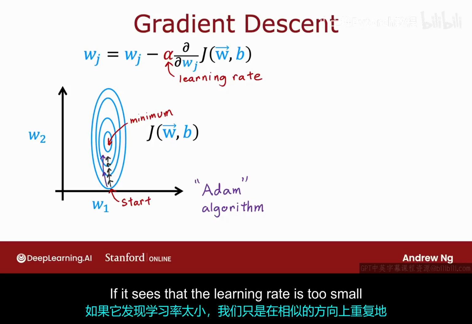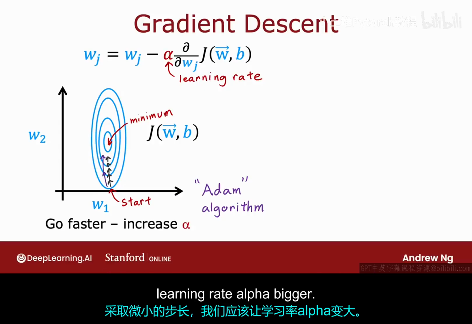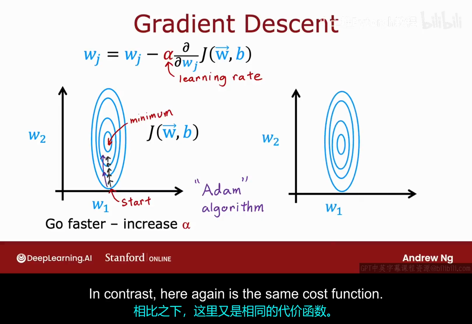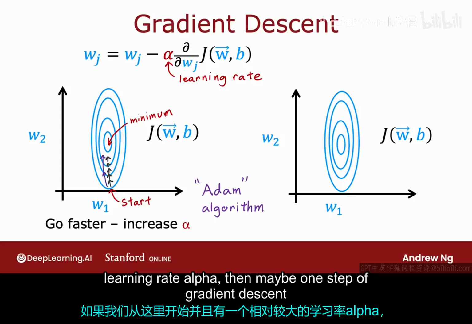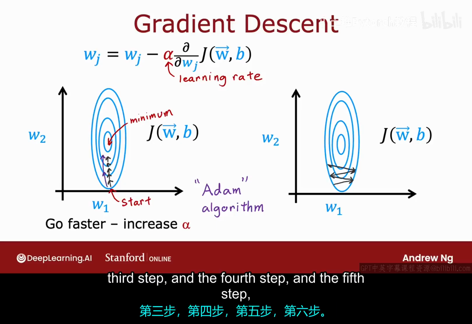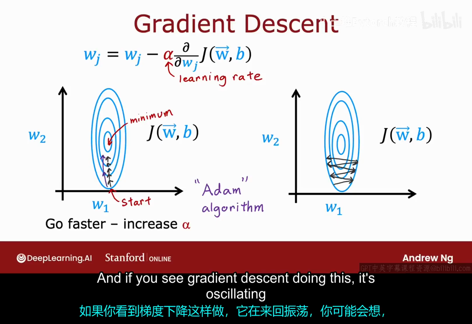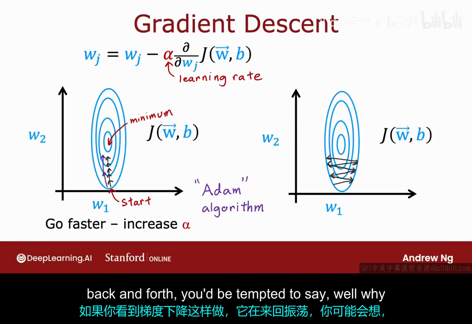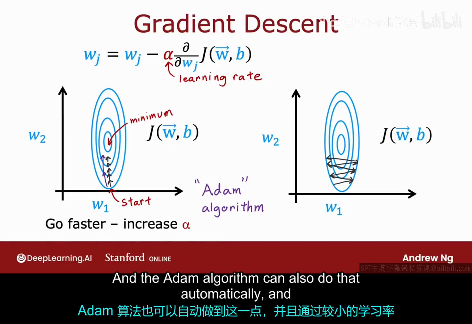If it sees that the learning rate is too small and we are just taking tiny little steps in a similar direction over and over, we should just make the learning rate alpha bigger. In contrast, here again is the same cost function. If we were starting here and had a relatively big learning rate alpha, then maybe one step of gradient descent takes us here, and the second step takes us here, third step, and the fourth step, and the fifth step, and the sixth step. And if you see gradient descent oscillating back and forth, you'd be tempted to say, well, why don't we make the learning rate smaller? And the Adam algorithm can also do that automatically.